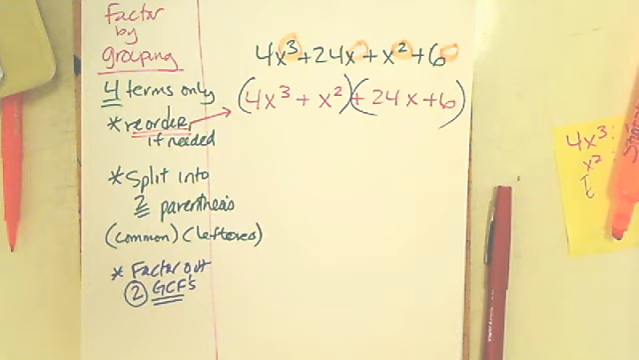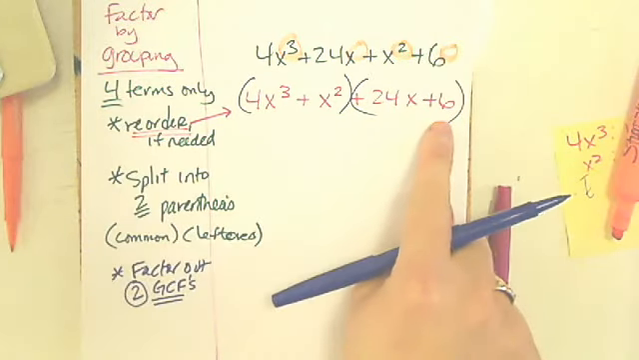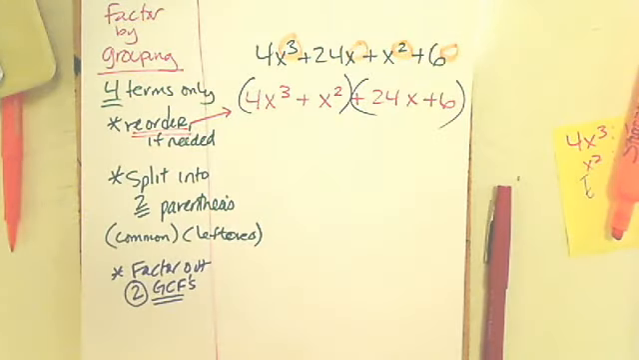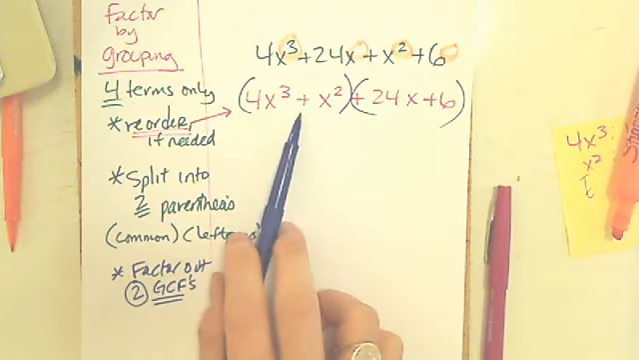Two parentheses. Right? Two parentheses. There it is. I'm grouping it. This is only for four terms: one, two, three, four. Okay. This is where the tricky part comes in. I need to figure out what the GCF for the first parentheses is.